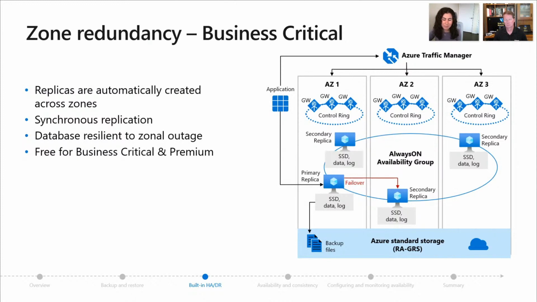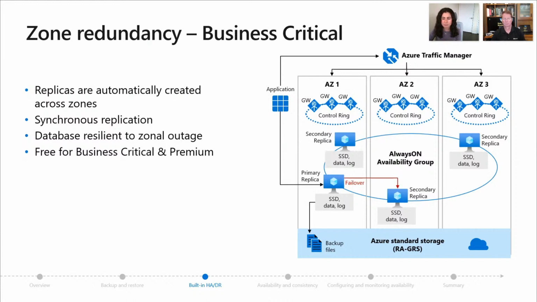Now, one thing to keep in mind is that you don't have visibility into any of these availability zones. You're simply connecting to your database, and it's going to connect through Azure Traffic Manager to point you to the right control ring of gateways and then get you connected to your database. So this is really nice because you get all this built in, and this is free for Business Critical and Premium service tiers. And this is just going to help keep you protected against zonal outages.